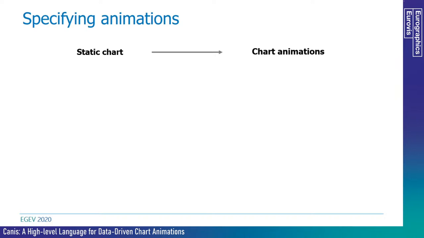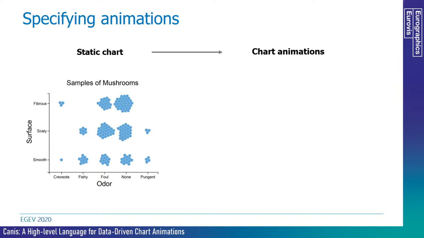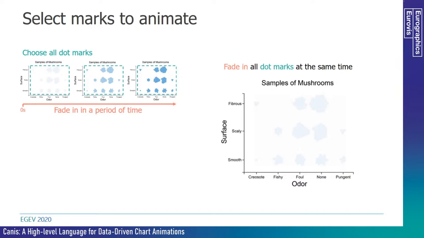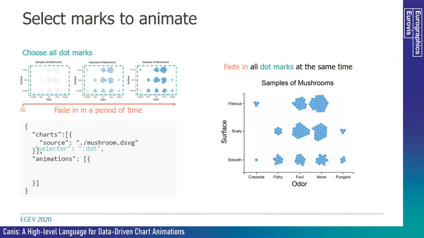Take this facet scatter plot as an example. Each dot is a mushroom sample and they're grouped by cap surface and odor. And the simplest animation would be all dots coming together. The way we specify this animation is to choose all dot marks and let them fade in over a period of time. In our syntax, taking the DSVG of this chart as input, we describe this animation as one animation unit in the animations property. The marks can be selected with a selector, which uses the W3C selectors API, then we specify the fade effect for those marks.